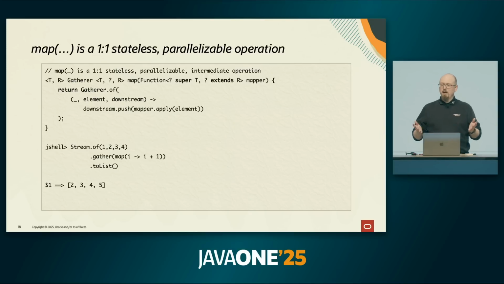So map would be one-to-one. For each element in, we get one element out. It's stateless, so we do not need to keep track of any information. And we're also parallelizable because we do not have any state.